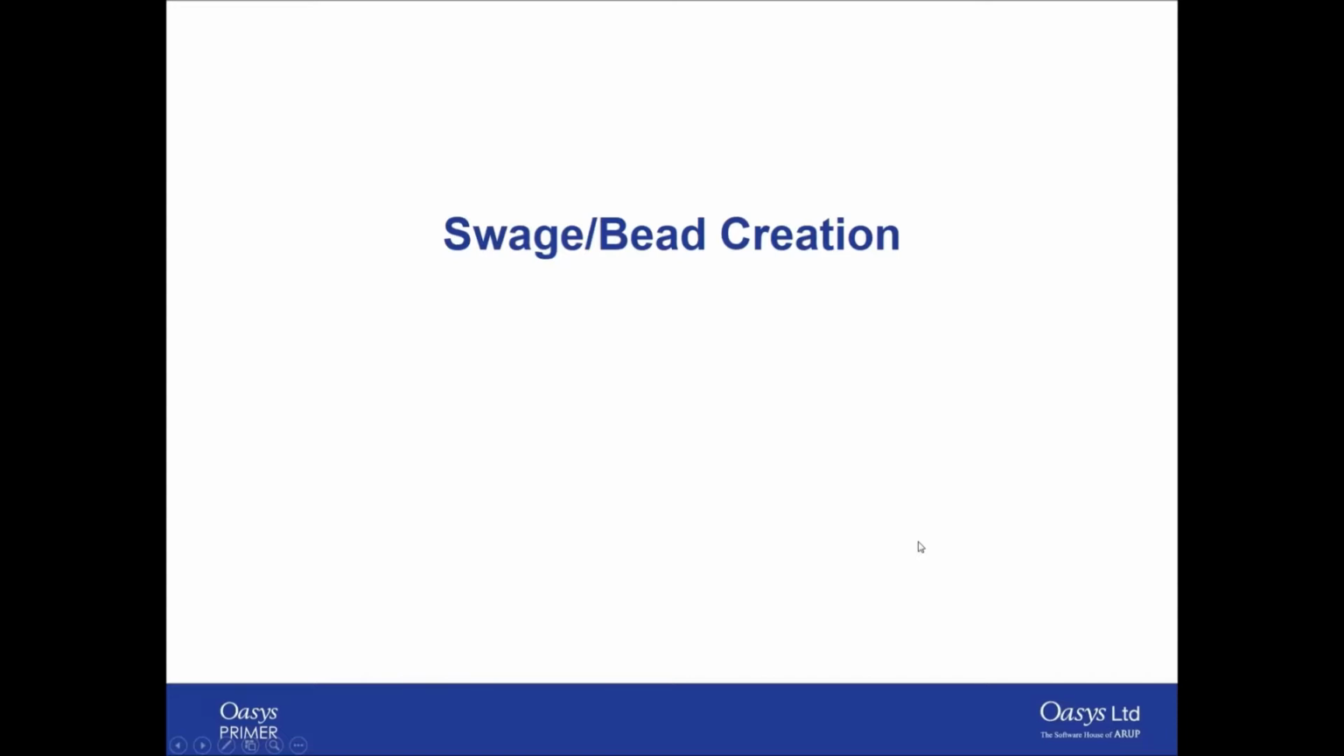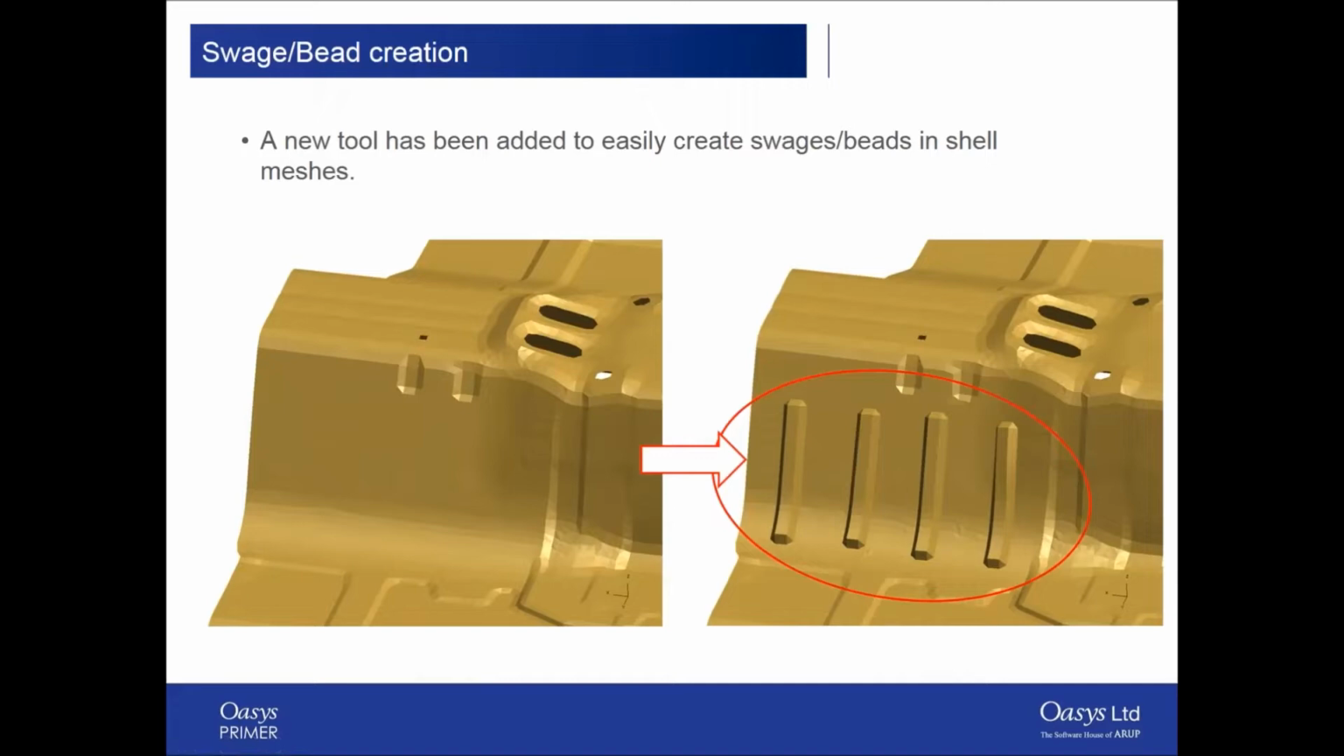Okay, so I'm going to talk about swage or bead creation now. So in version 15, we've added a tool that allows you to create stiffening swages and beads in shell meshes. So as you'll know, Primer is not a full meshing package, but we try to add in tools that allow you to make small meshing changes without having to write your model out and read it in elsewhere. So I'll demo this one as well.